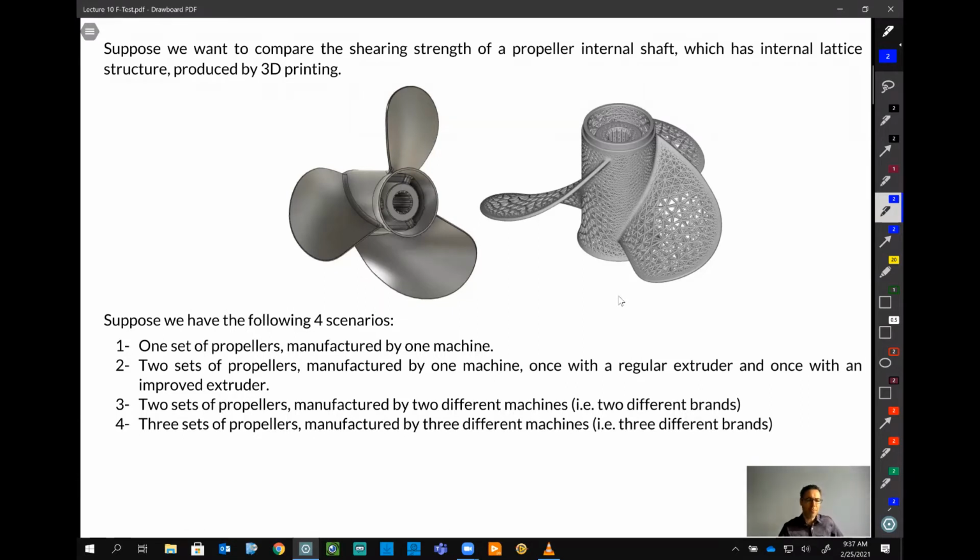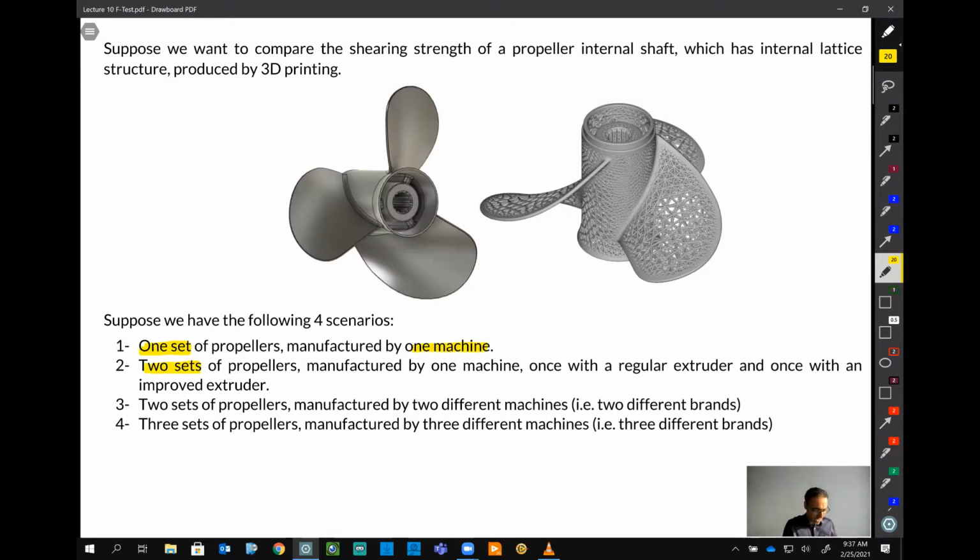Suppose we have the following 4 scenarios. Scenario number 1 is we have one set of these propellers, let's say 5 or 10, and all of them have been manufactured by one machine, one printer. No difference between the condition of producing one to another. The second scenario, we produce 2 sets of these propellers.